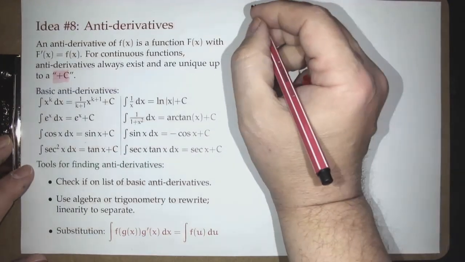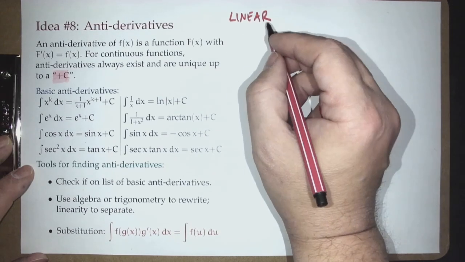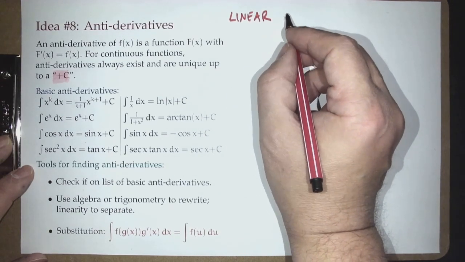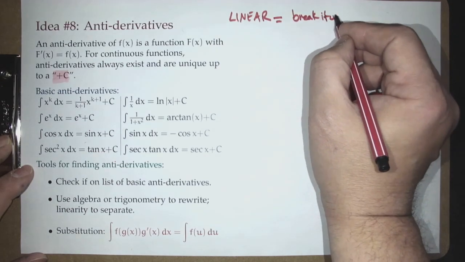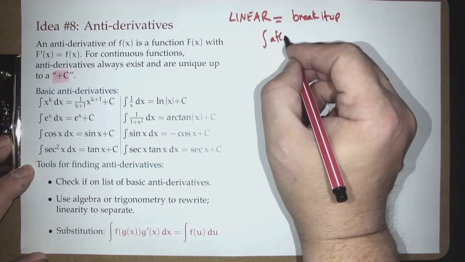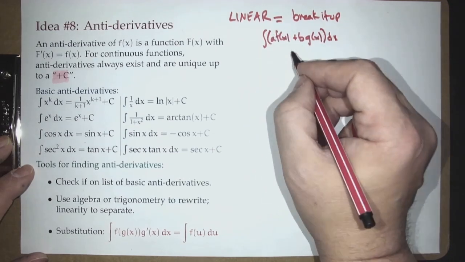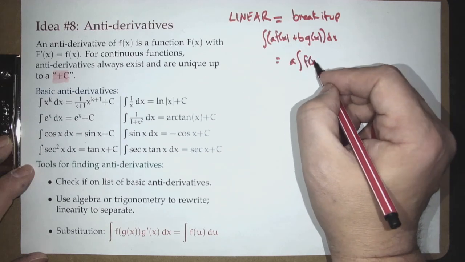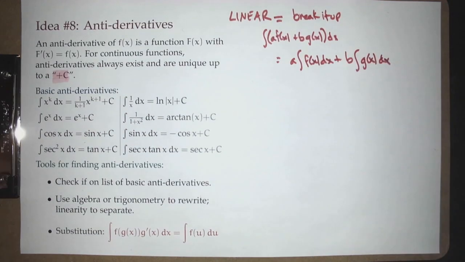So what does linear help us do? Do you remember what that tells us? That means you can break it up. So the integral of a f of x plus b g of x dx is a times the integral of f of x plus b times the integral of g of x. So linear is the part that says, hey, we can pull things apart. We can take big problems and turn them into small problems, which is very useful for us to do.